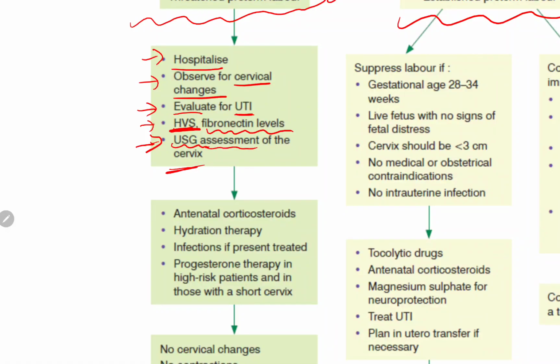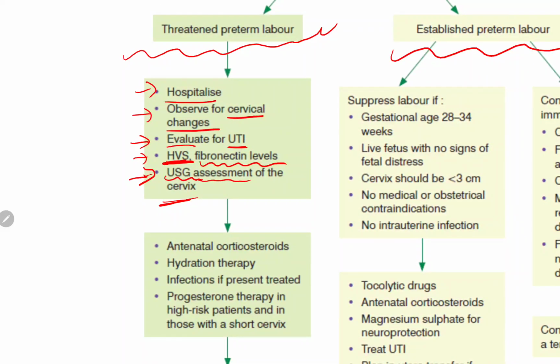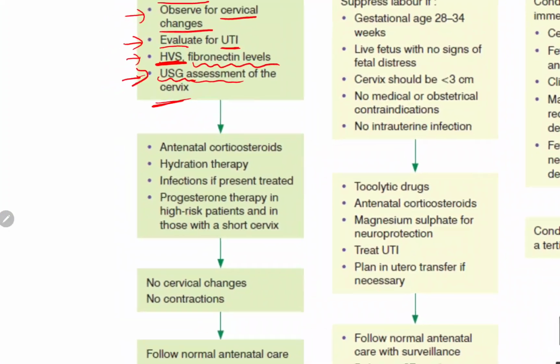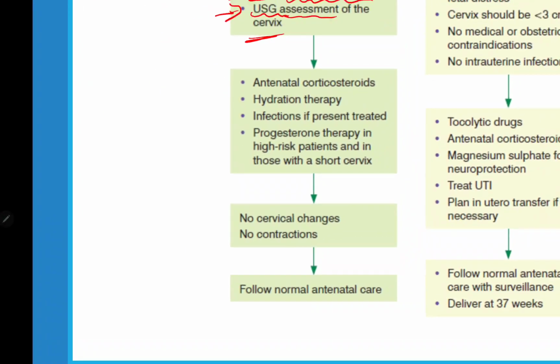So what all investigations are we going to do? If it is a case of a threatened preterm labor, first I will hospitalize. I will look for the cervical change, evaluate for UTI, do a high vaginal swab, look for the fibronectin levels as well as the ultrasound assessment of the cervix. Now these were the investigations, and now what is going to be the medical management?